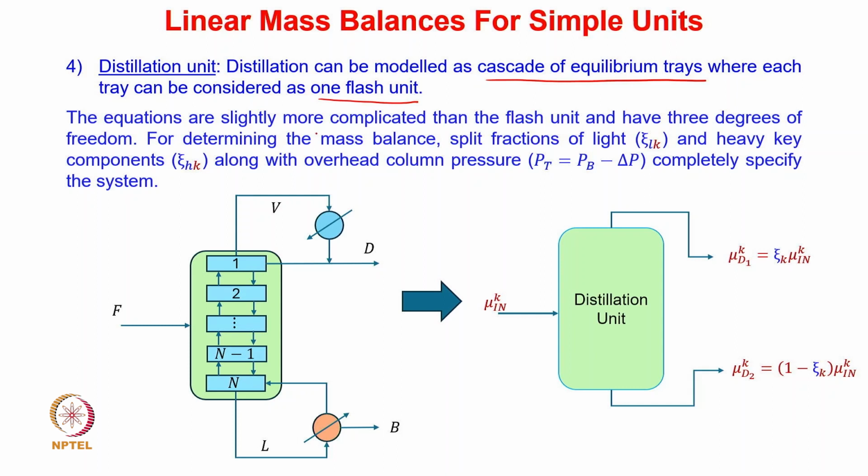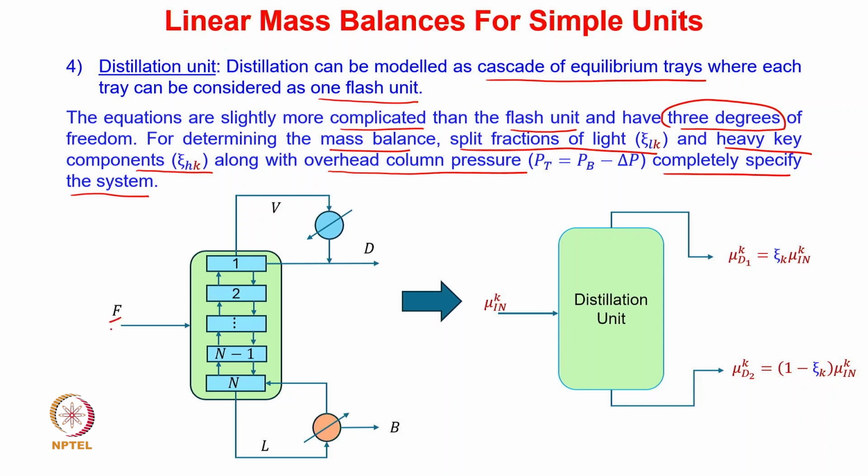So equations are slightly more complicated than the flash unit and have 3 degrees of freedom. So this is an important thing to note down. In case of distillation unit, we have 3 degrees of freedom. So for determining the mass balance, we require split fraction of the light key component, and the split fraction of the heavy key component, and along with this we require to specify the overhead column pressure. With these three variables specified, we can completely specify the given distillation system. Okay, so the schematic of the distillation unit is given here.